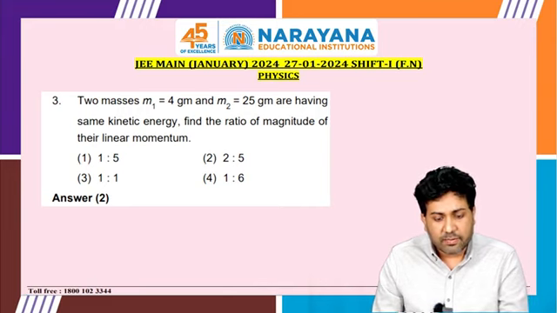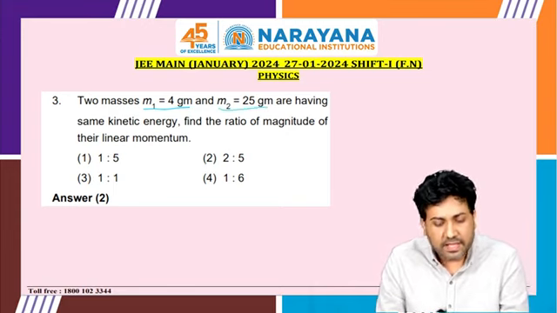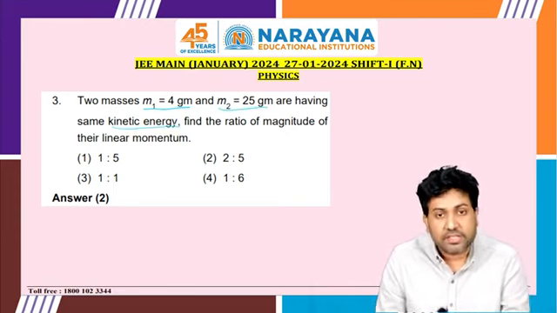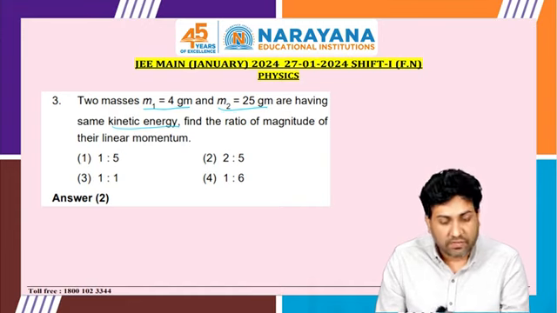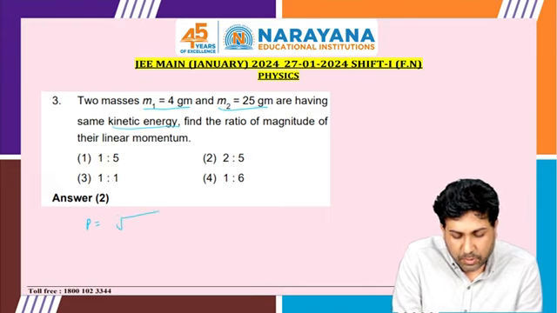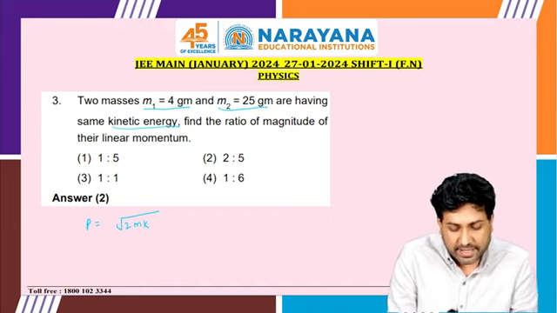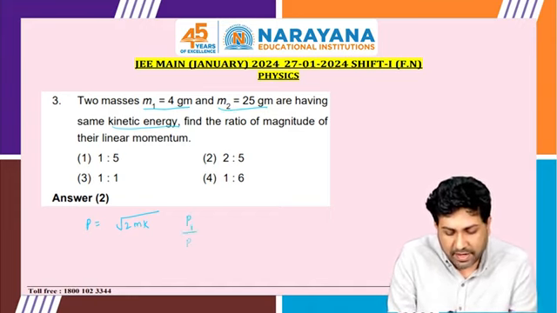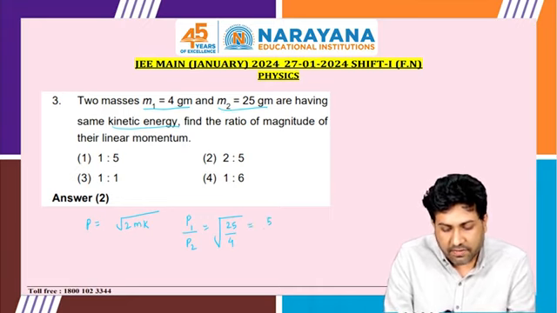In the next question it is given that there are two masses. First mass is 4 grams, second mass is 25 grams, and they are having the same kinetic energy. If they are having the same kinetic energy, they are asking us what will be the ratio of the magnitude of their linear momentum. I know that the linear momentum is equal to root over 2mK. So because the K is constant, I can say that p of m1 divided by p of m2 will be equal to root over m2 by m1. That's it. So how much will I get? 5 upon 2.